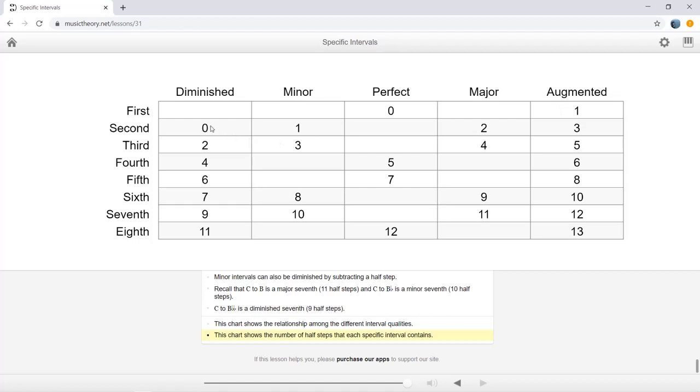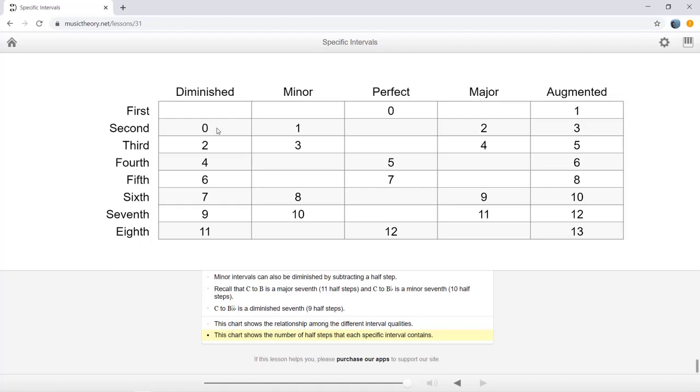Second, okay, a diminished, this is the number of half steps. So a diminished second, if I go from F sharp to G flat, that is actually the same pitch with two different names. So that would be called a diminished second. I know that's weird, but that's the way it works.